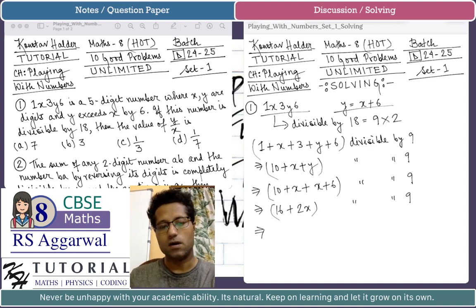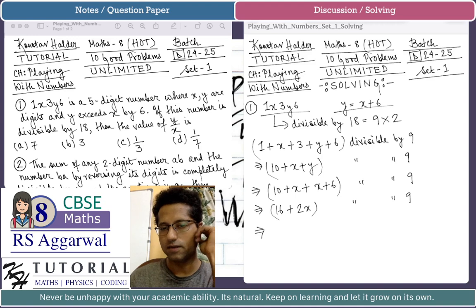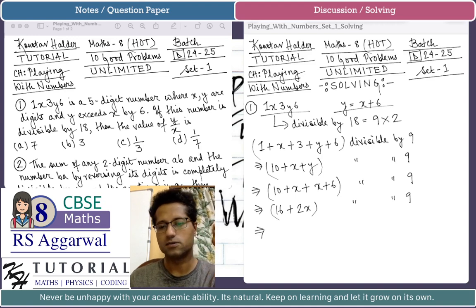Now we need to check whether there is only one value of x such that 16 plus 2x is divisible by 9, or there are multiple values of x such that 16 plus 2x is divisible by 9. Since the problem has asked to find the value of y by x, and all the choices have single values, there will be a single value of y by x.